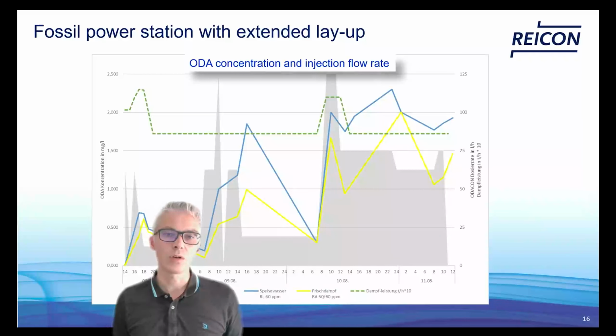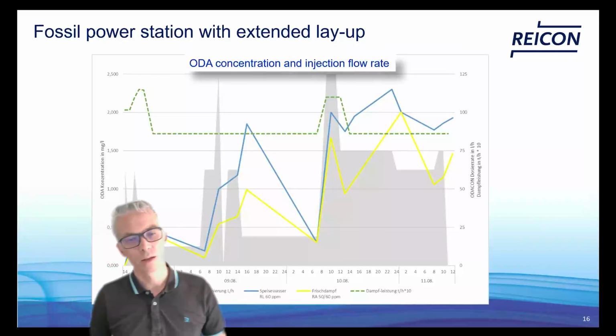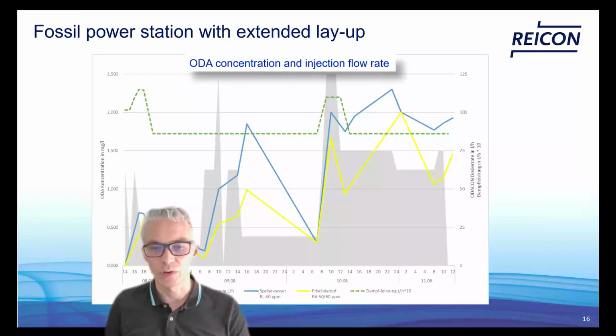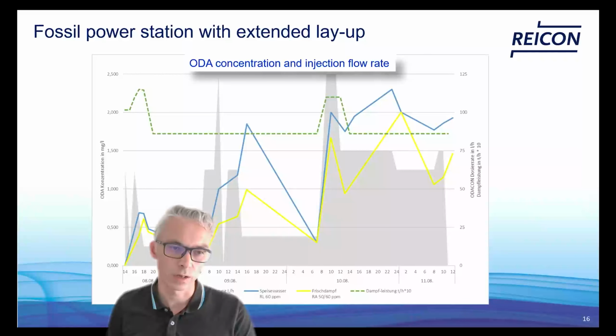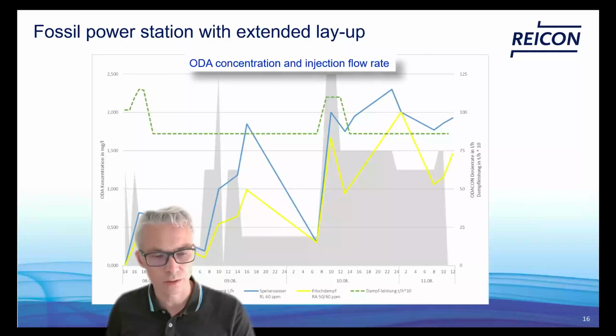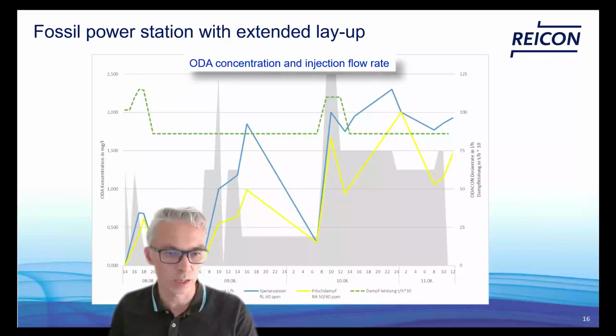The dotted green line is the load of the plant, and the gray in the back is the flow rate of the injection. So you can see we started with a higher injection flow rate, which increased the concentration immediately. During the night hours, we decreased the dosage because there was no monitoring during the night possible. You can see also the decrease in the concentration.